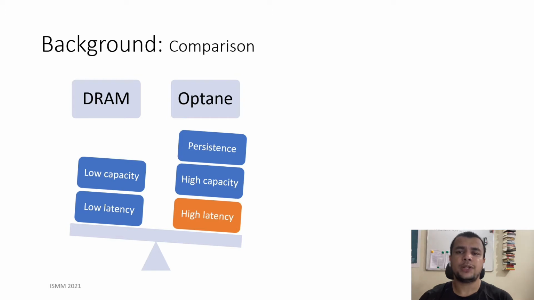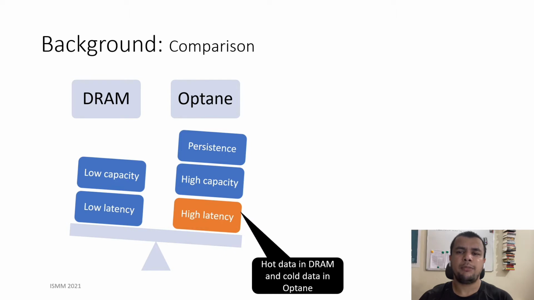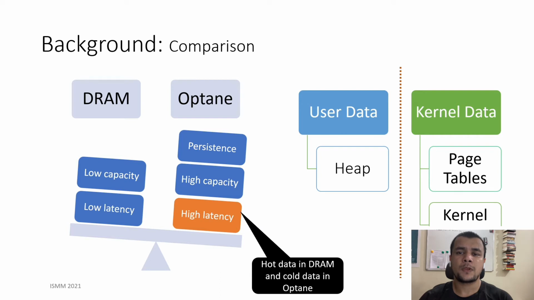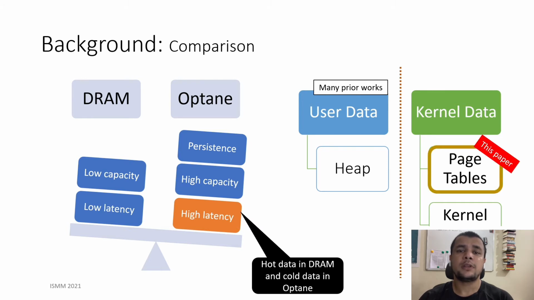Ideally, we would like to place hot data on DRAM and cold data on Optane, mainly due to the difference in the access latencies. When we say data, we mean both the user and the kernel data. Many prior works have focused on the placement of user data. However, the kernel data has not been looked upon. The main aim of this paper is the optimal placement of page table pages. There is another recent work that focuses on the placement of kernel objects.